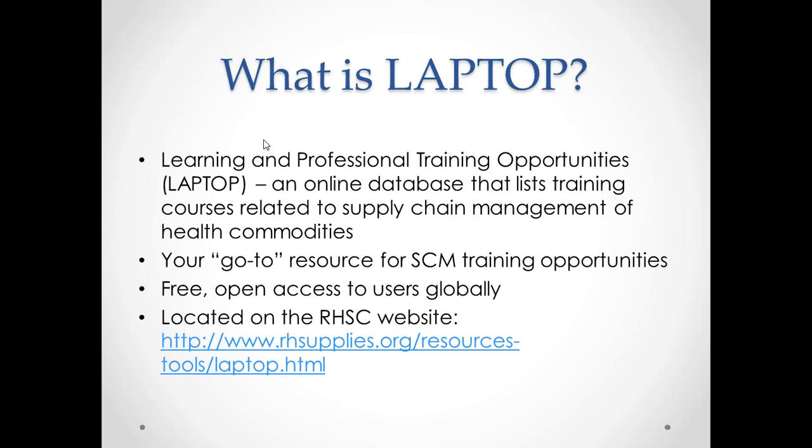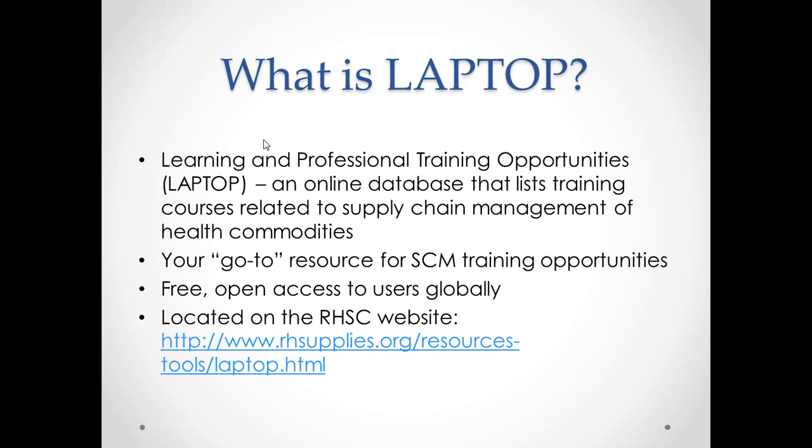One of the great things about Laptop is that it's accessible online, meaning that it is free of cost to use. It can be accessed any time, anywhere, and all you need is an internet connection. The Laptop database is housed on the Reproductive Health Supplies Coalition website. So that's how you would access it. You'd simply go to the coalition's website, which is www.rhsupplies.org. And you can also look at the link listed on your screen now. And when you go to the RHSC website, you find their resources and tools section, and you click on Laptop. And I'll show you how to do this in the demonstration momentarily.